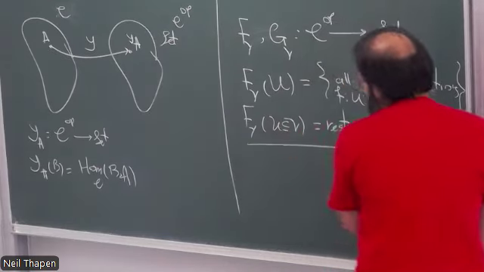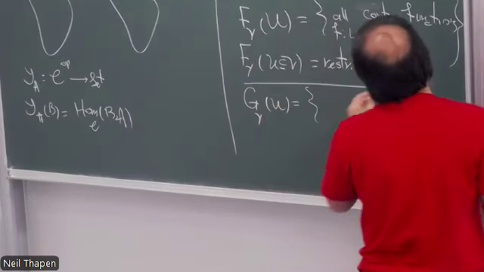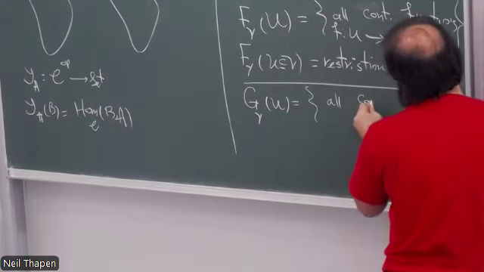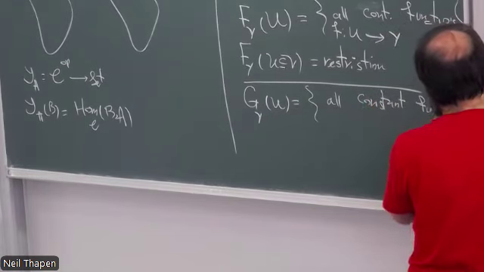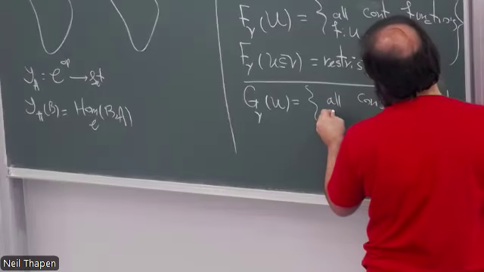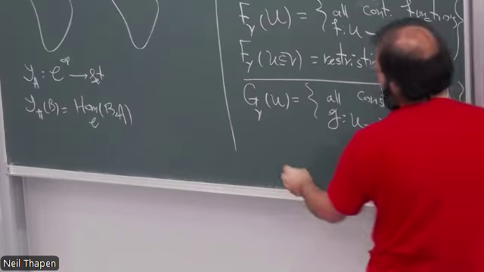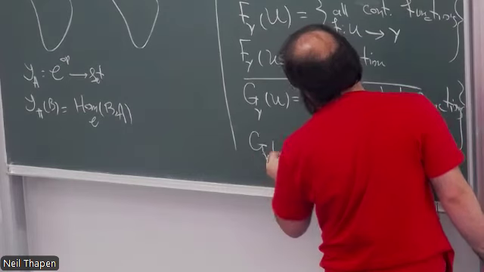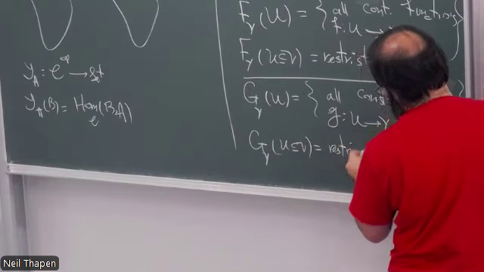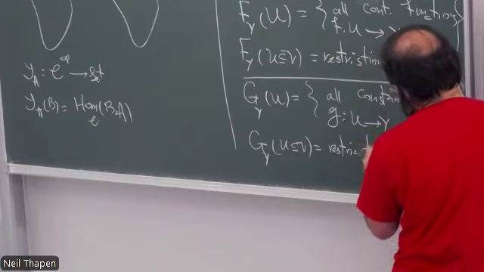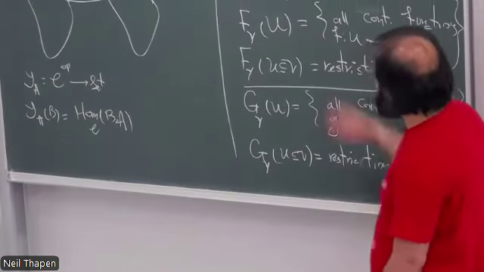And then define G of Y of U as all constant functions, say G from U to 1, right? And again, Gy of U subset V is just restriction, right? Because restriction of a constant function is constant, restriction of continuous is continuous. So these are two functors.